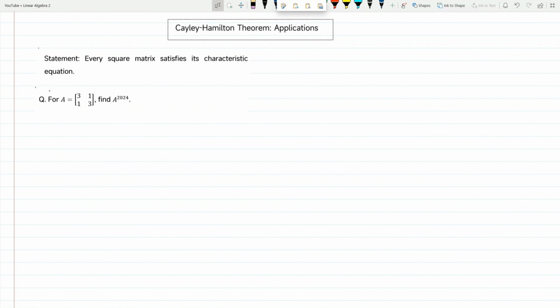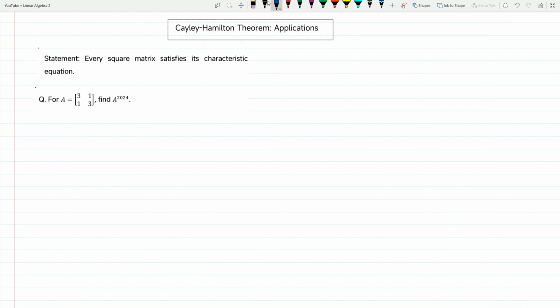Imagine you were asked to calculate A to the power of 2024 for this matrix A, which is [3 1; 1 3]. Calculating A multiplied by itself 2024 times would be incredibly tedious. But fear not, the Cayley-Hamilton theorem provides a much more elegant solution. Let's see how the Cayley-Hamilton theorem can help us find high powers of a matrix.